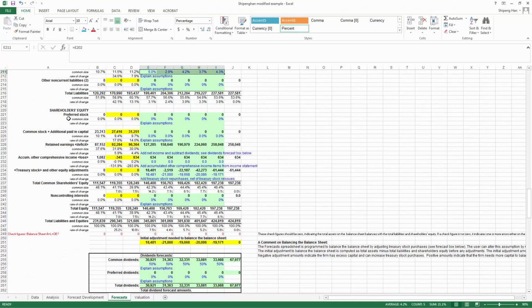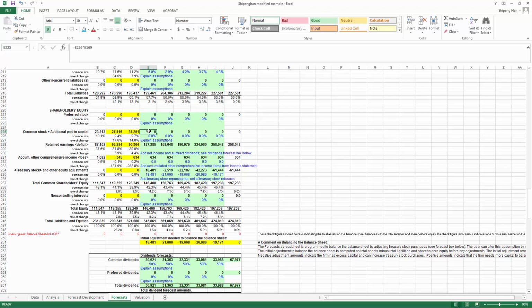So the next one is preferred stock. Preferred stock is all zero for the prior 3 years, so Apple did not issue any preferred stock. There is no preferred stock in the capital structure. Again, we assume zero for the next 5 years. Next one, common stock and additional paid-in capital. This one we use a common size analysis. It's a fixed percentage of total assets.